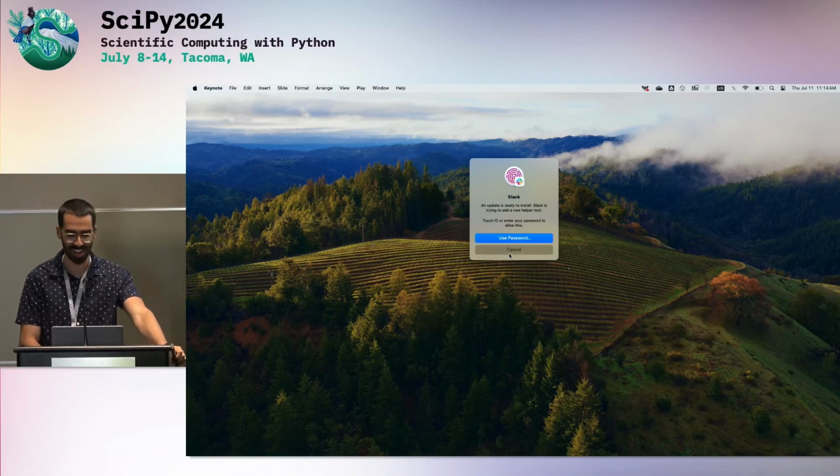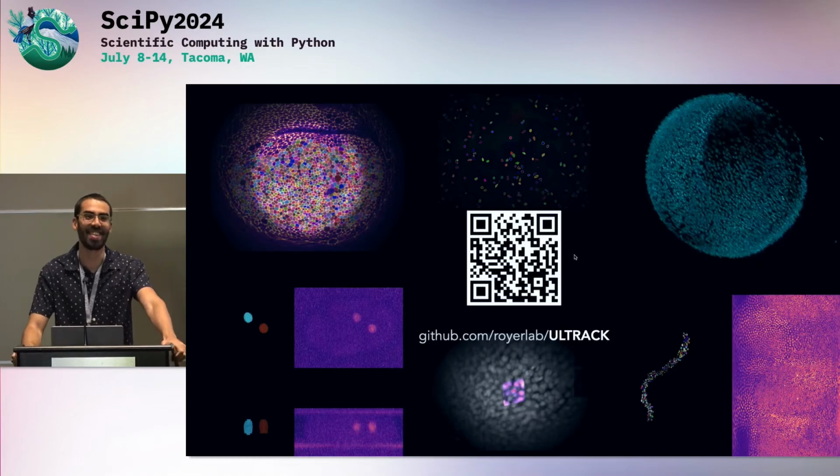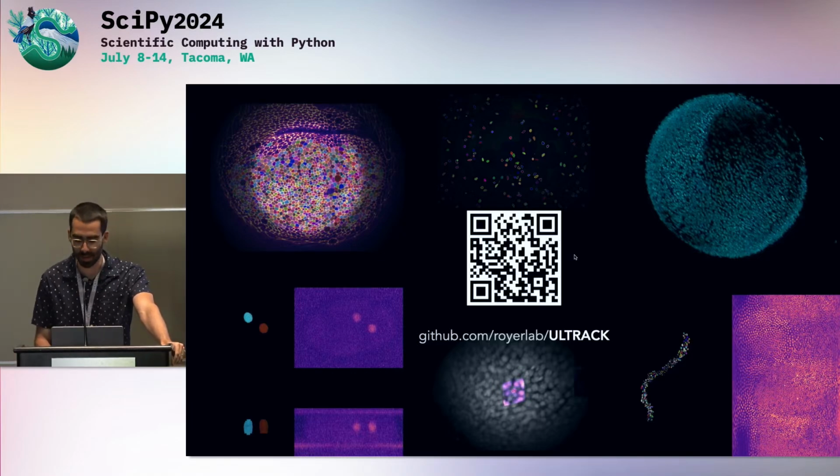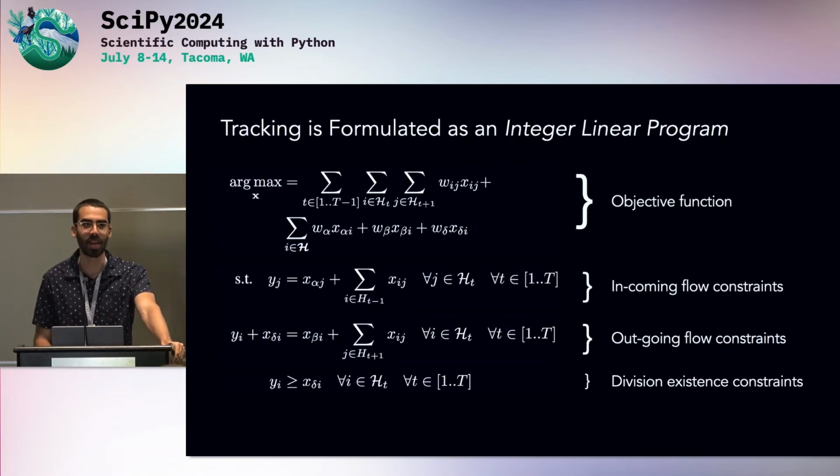I have two questions. The first question is, when a cell divides, how does tracking happen? How do you consider the assignment of a cell to one of its daughter cells, and what happens to the other one? Okay, so it gets a bit more complicated here.